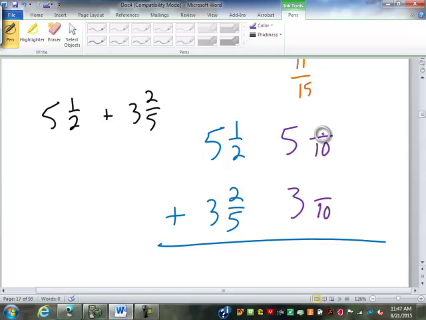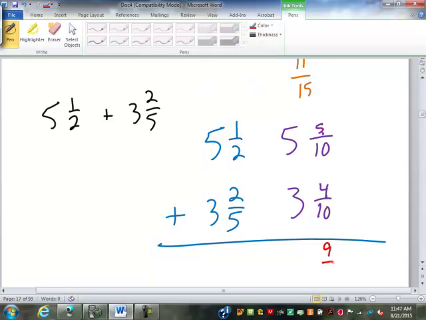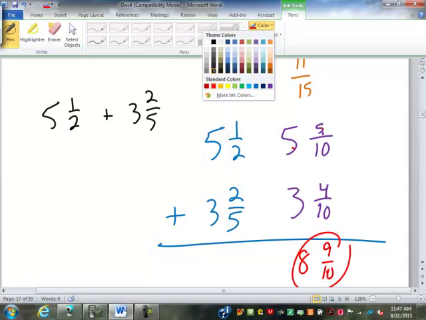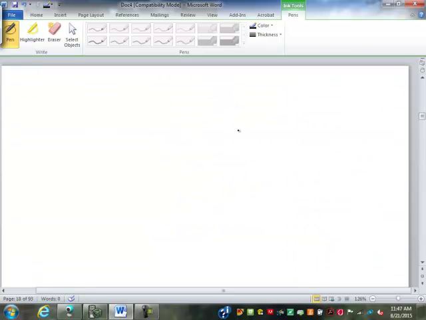What's this going to become? 5 and 4. 5 and 4 make 9/10. 5 and 3 make 8. 8 and 9/10. Now, not all of them are that simple. We run into ones like this.